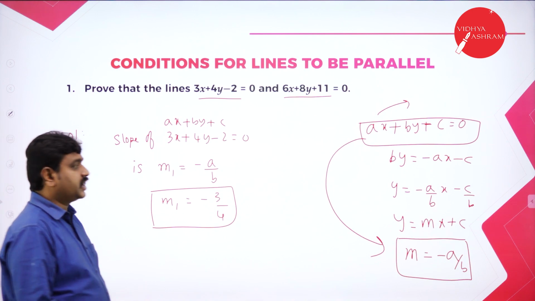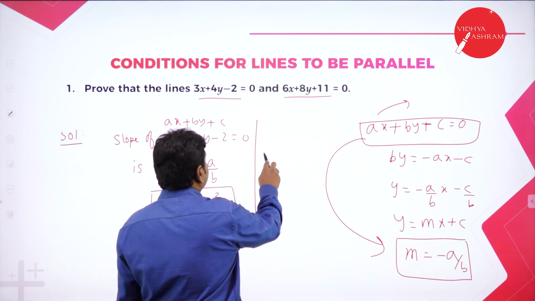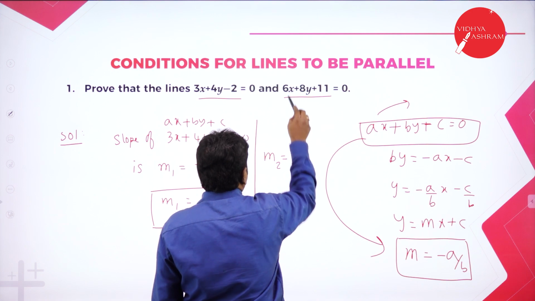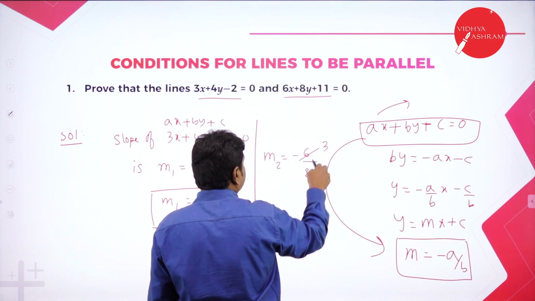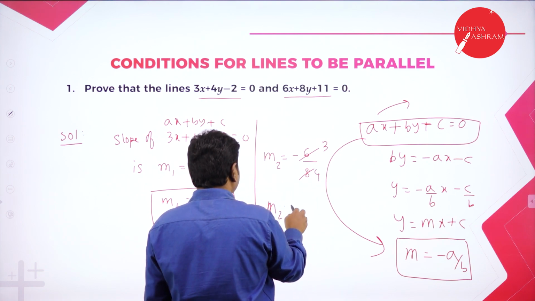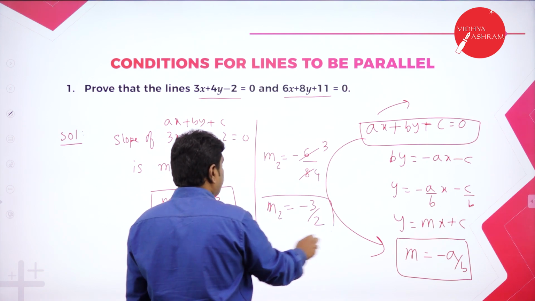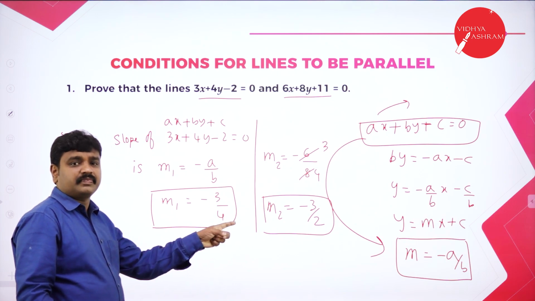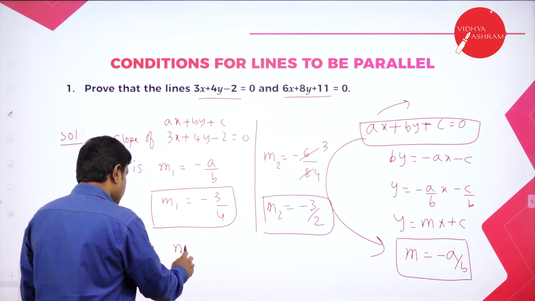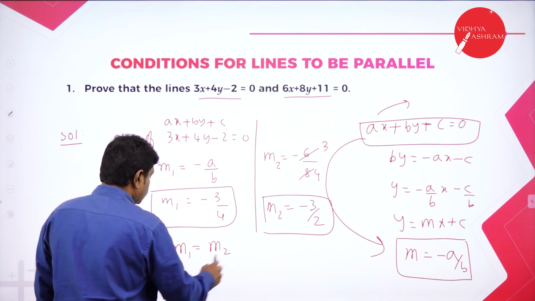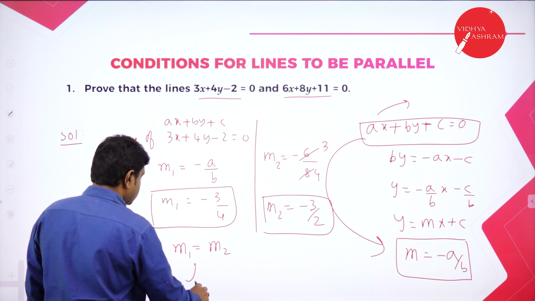Similarly, find the slope of the second line. So m2 means slope of the second line. So for the second line, minus a by b is minus 6 divided by 8. These are divisible by 2. Two threes are six, two fours are eight. For m2 again you got minus 3 by 4. So the slope of the first line and the slope of the second line, are they the same? Yes. So since the m1 value is exactly equal to m2, the lines are parallel.